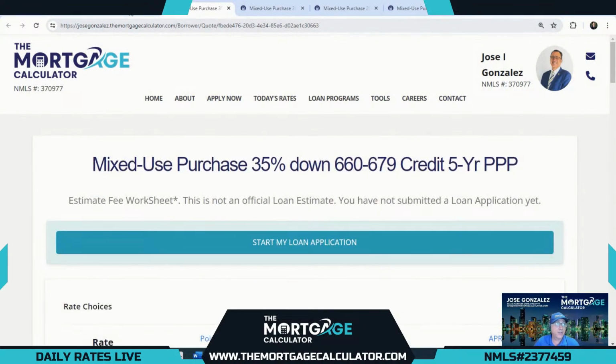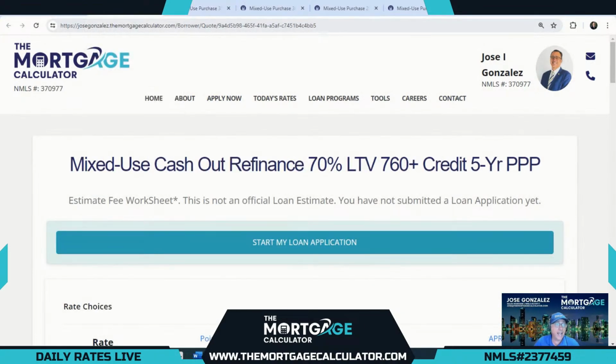So let's give you a couple of cash out refi options. Now, for this particular option, the maximum LTV is 70% at a 760 score or above. Now, it's 720 that is the lowest credit score to still get 70%. Just wanted to clarify that.